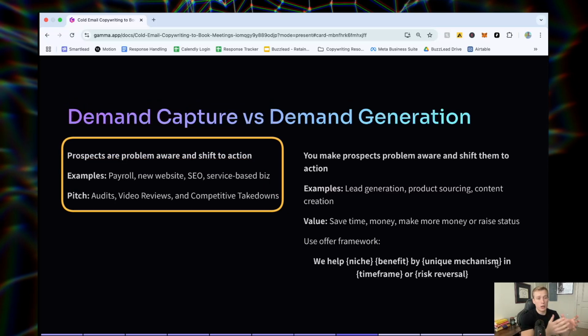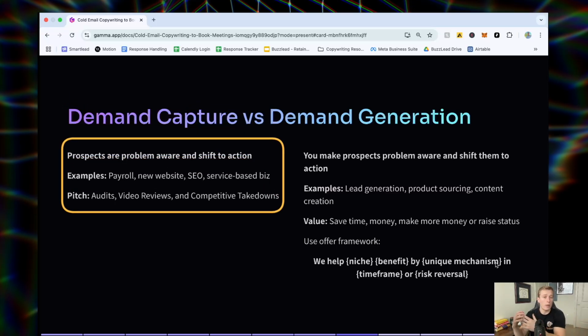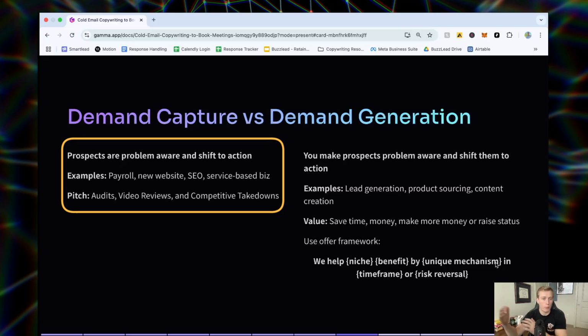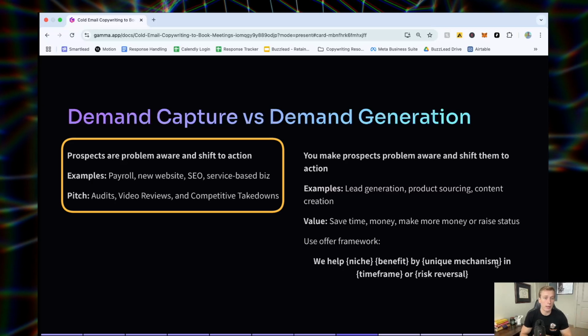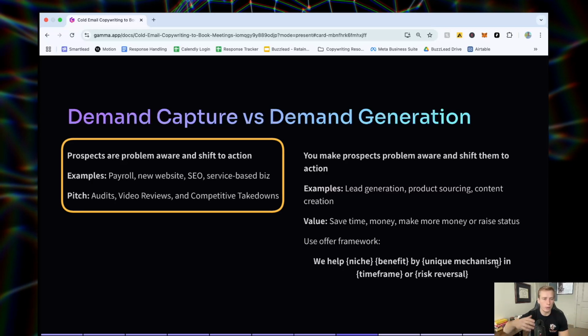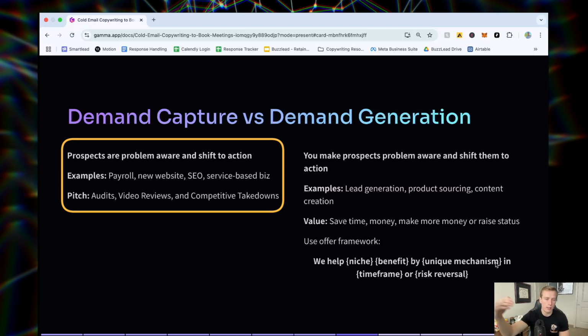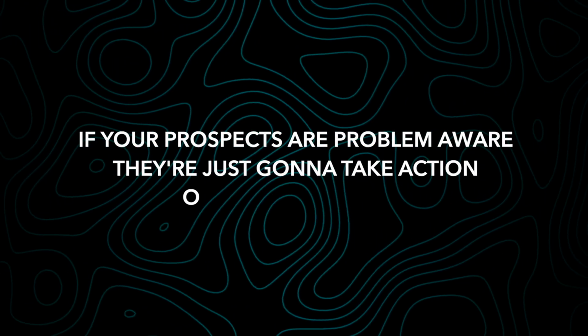Either your prospects are problem aware and they already are taking action on it, right? We know that taxes are due here in March or April, whenever they're due. And so they go out and they seek an accountant and they take action on it. Or they know they need a new website, and so they go onto Fiverr or they ask a friend and they go through, figure out what is the exact website that we're looking for. Now, oftentimes, if your prospects are problem aware, they're just going to take action on that themselves.